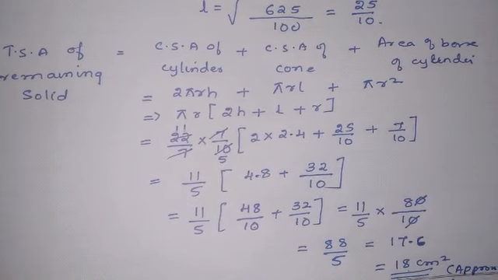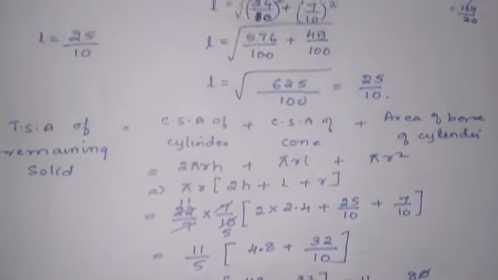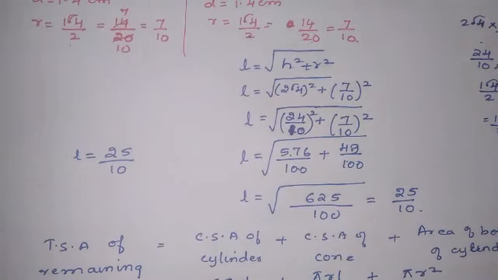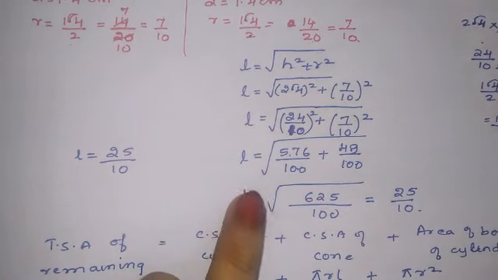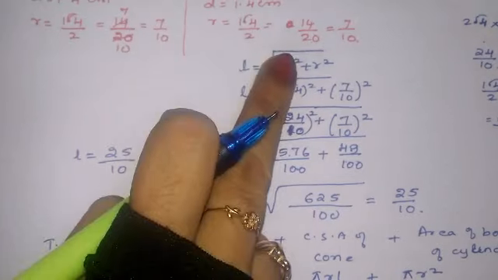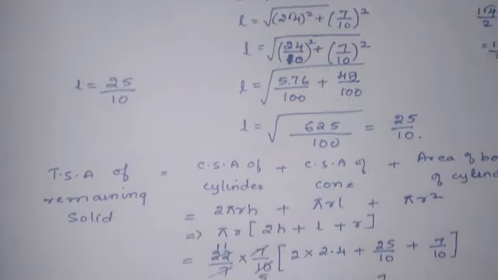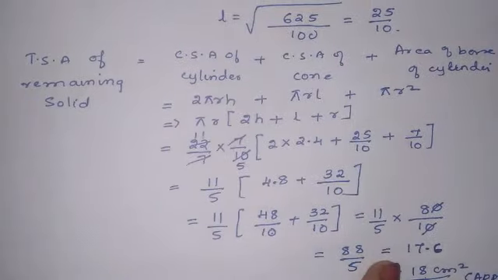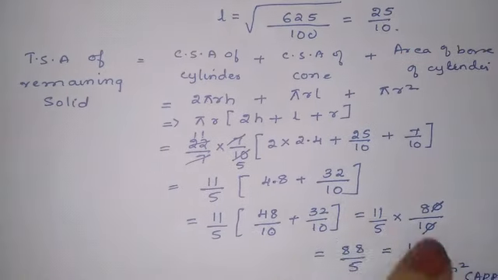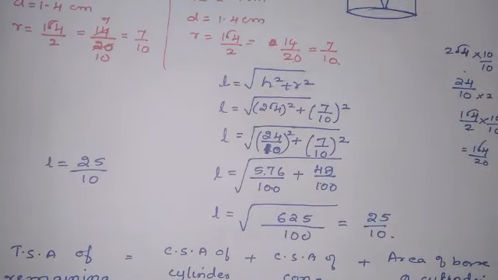So this is about question number 8, which is very easy. Here they have not given the slant height, so we found the slant height by using this formula. Then we just substituted in the formula. Okay, let us see question number 9.